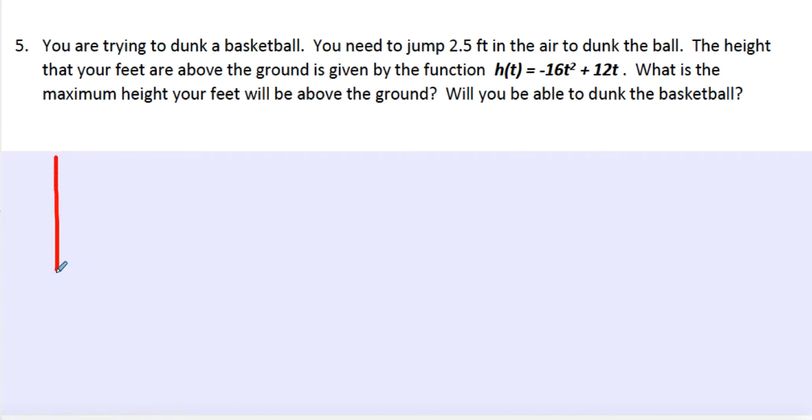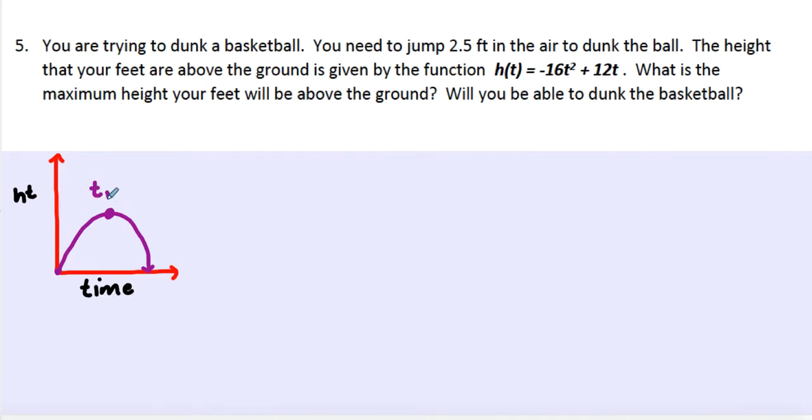So I always draw a quick sketch of what's happening. It always helps me, and I do actually label time and height. So I'm going to suggest you do that. These can be challenging problems. I know it's just a quick sketch. I know I'm starting on the ground, I'm going up like this, and I'm going down like this. What is the maximum height your feet will be above the ground? Maximum tells me vertex.